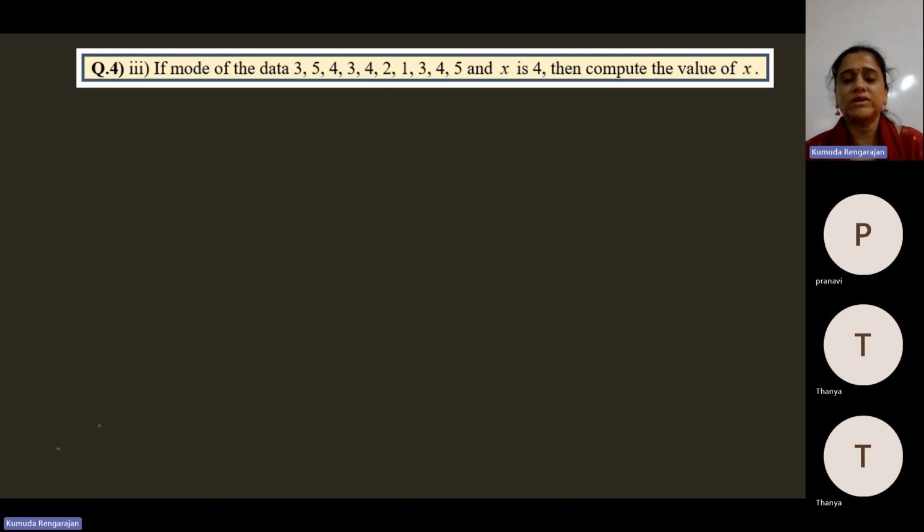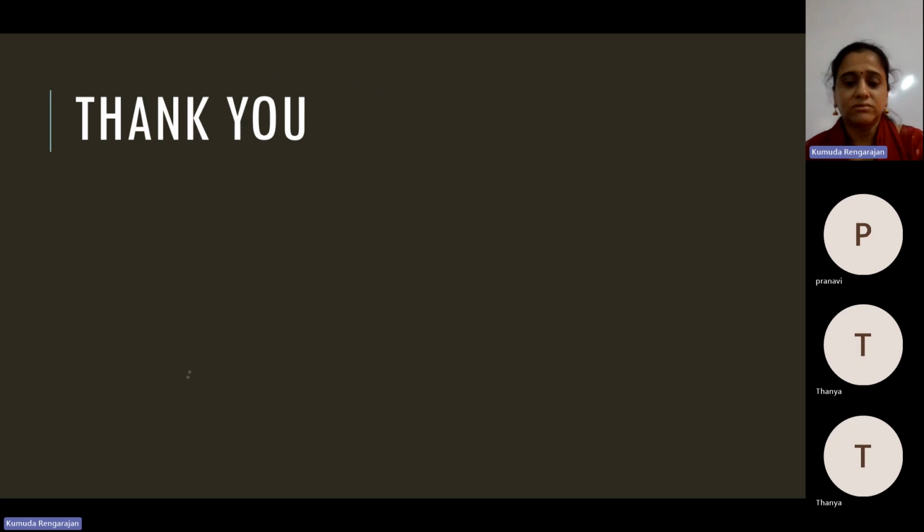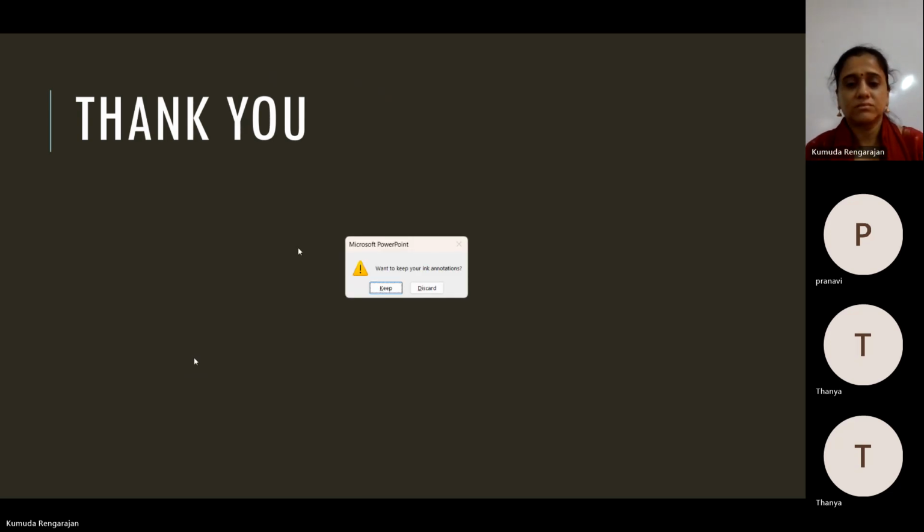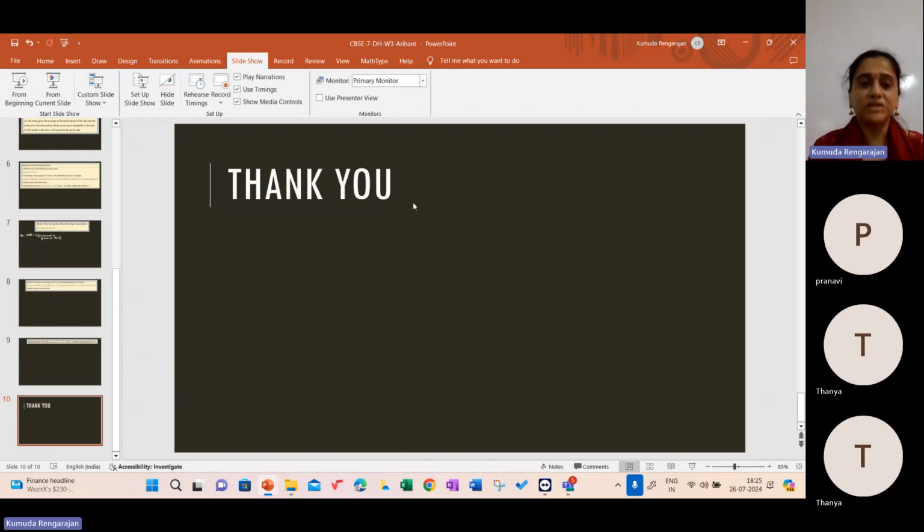4. The value of x should be 4 because now 3 happens 3 times and 4 also happens 3 times. Both 3 and 4 happen 3 times, but you want 4 to be the mode. That means 4 should happen at least one more time. So x should be 4. The value of x is 4. Yeah, now finish it, please.